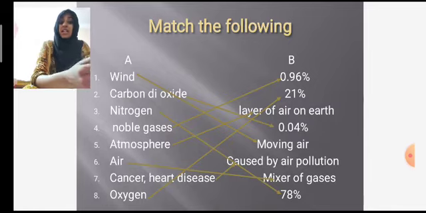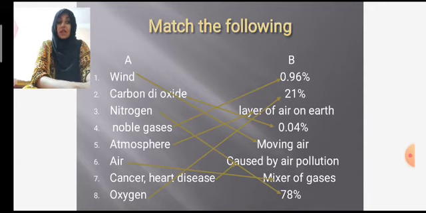Then the content of noble gases is 0.96. How much is it? 0.96 percentage. Noble gases is 0.96. Then what is atmosphere? The layer of air on the earth is called as atmosphere. What is air? It is a mixture of gases.